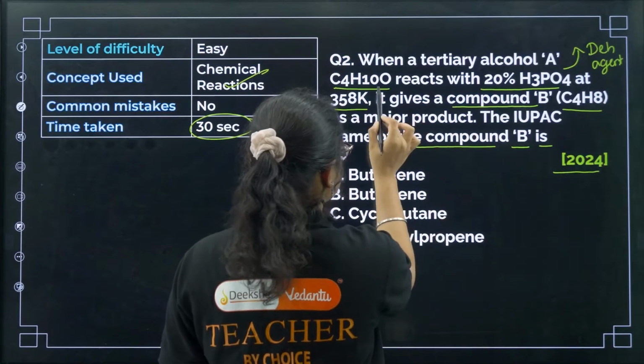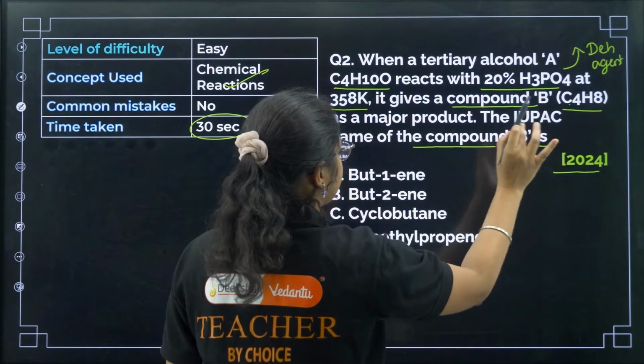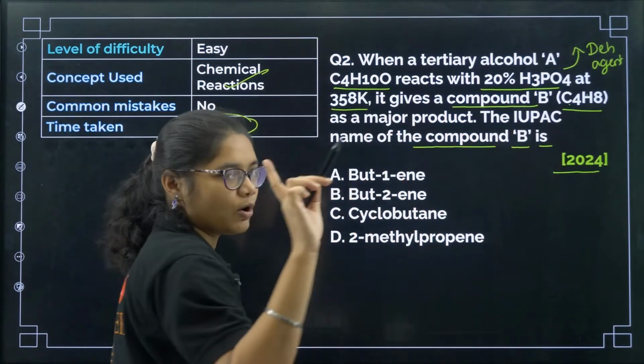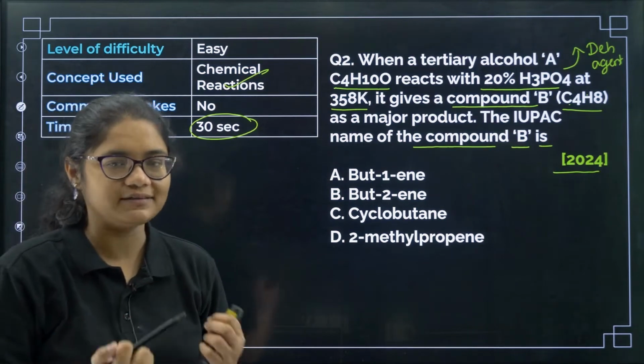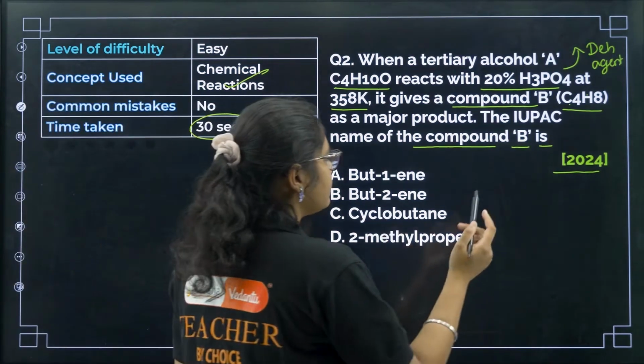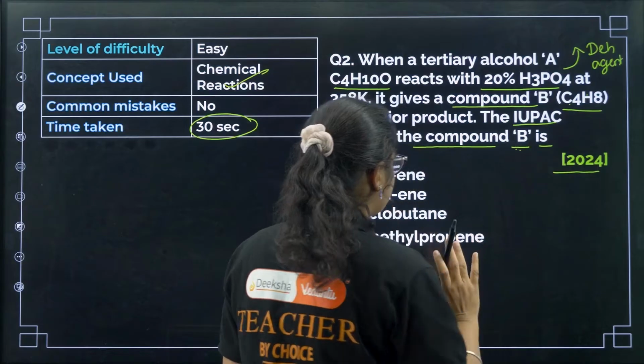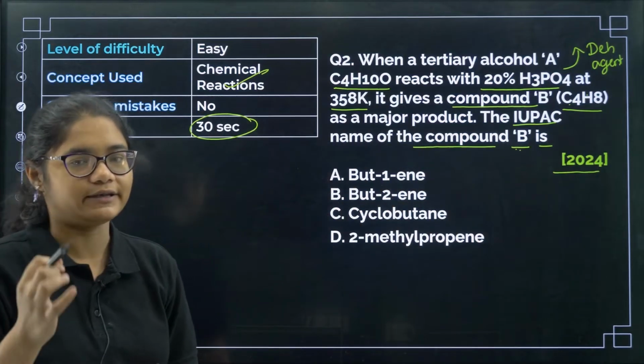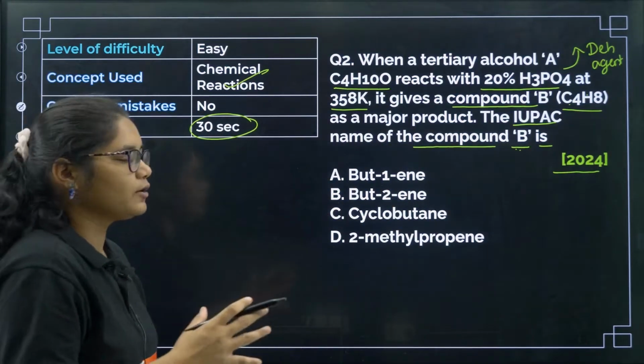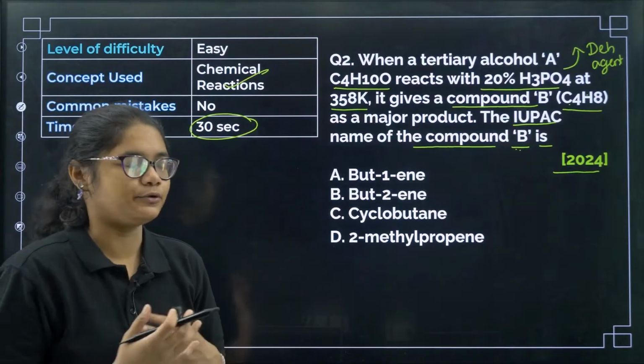This is C4H10O and this is C4H8. That means 2 hydrogens and 1 oxygen is removed. That is, dehydration has taken place, right? So now we need to again find the IUPAC name. Direct question is not there. For this you definitely need to know the reaction. And here also Saytzeff rule is to be utilized.